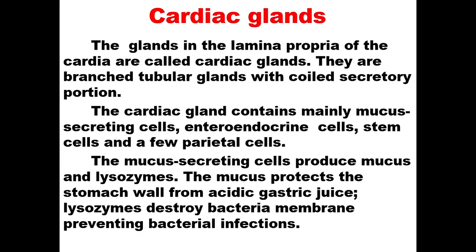The glands in the lamina propria of the cardia are called cardiac glands of stomach. Structurally, they are branched tubular glands with coiled secretory portion. The cardiac glands contain mainly mucus-secreting cells and also enteroendocrine cells, stem cells, and a few parietal cells.